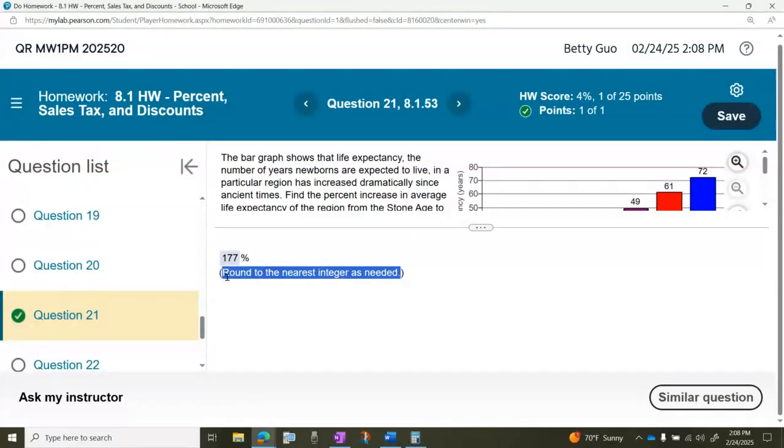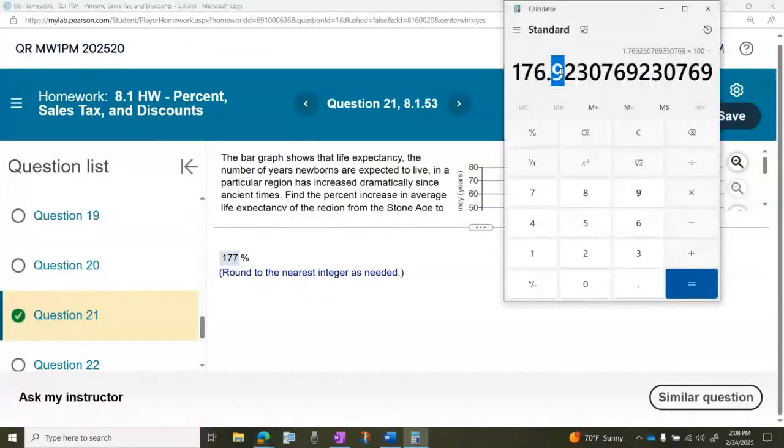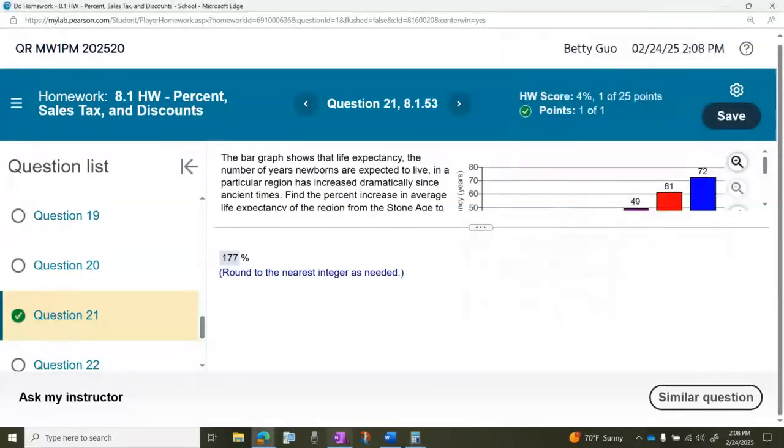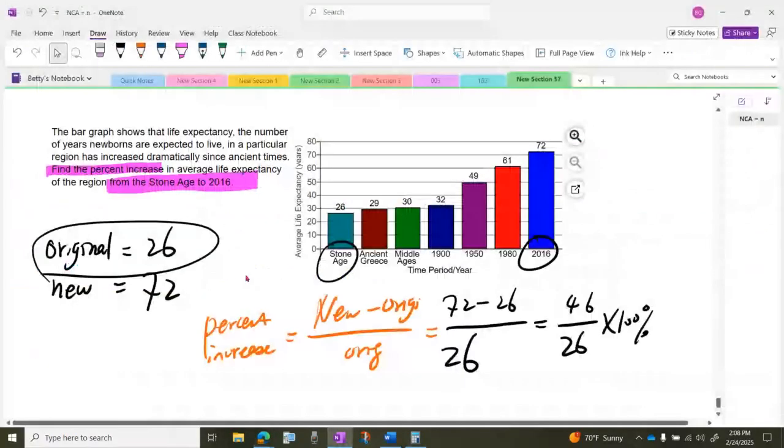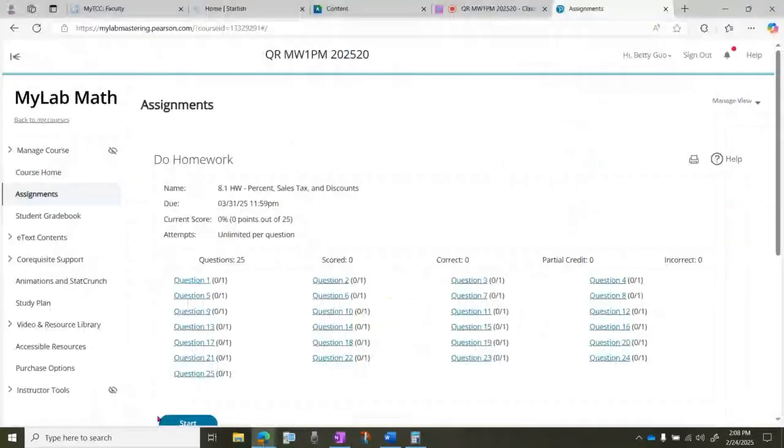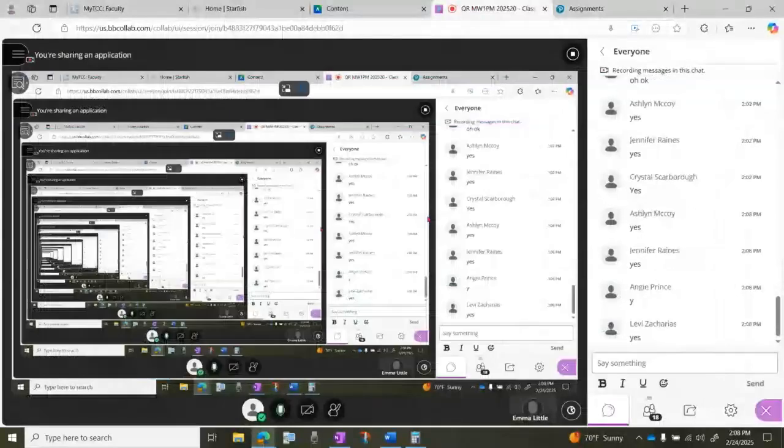They told you here in the parentheses: round to the nearest integer as needed. So the number you enter must be an integer. Round it up because the digit is bigger than 5. Is that clear, everybody? Is this problem clear enough? Yeah, percent increase or percent decrease could be over 100%. That's totally fine, because the age has gone up so much, even twice bigger than the original, right?